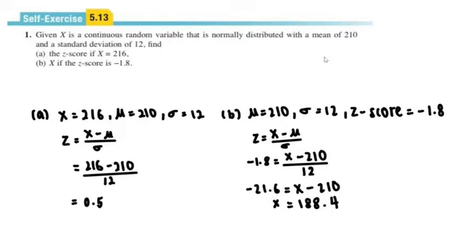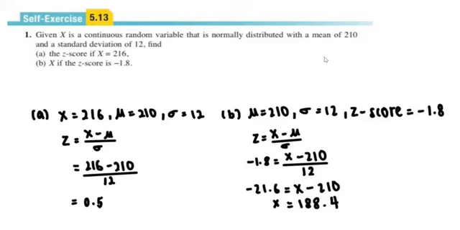First question: Z is equal to S minus mean divided by standard deviation. Now we have the value of S, mean and standard deviation, so we can find our Z. S is 216, minus mean 210, divided by 12. We get 0.5.